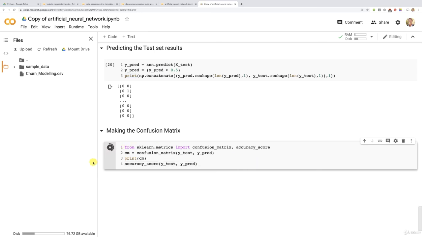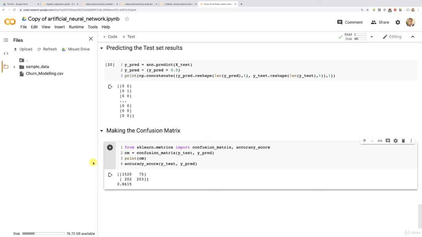Let's play that cell. And very good. We get an accuracy over 86%. That's really good because it means that out of 100 customers, well, 86 were predicted correctly to either stay in or leave the bank. And we can actually see here the details of these predictions: we had 1,520 correct predictions that the customer stays in the bank. Then we had 203 correct predictions that the customer leaves the bank. Then we have 75 incorrect predictions that the customer leaves the bank, and 202 incorrect predictions that the customer stays in the bank. So anyway, that looks pretty good.